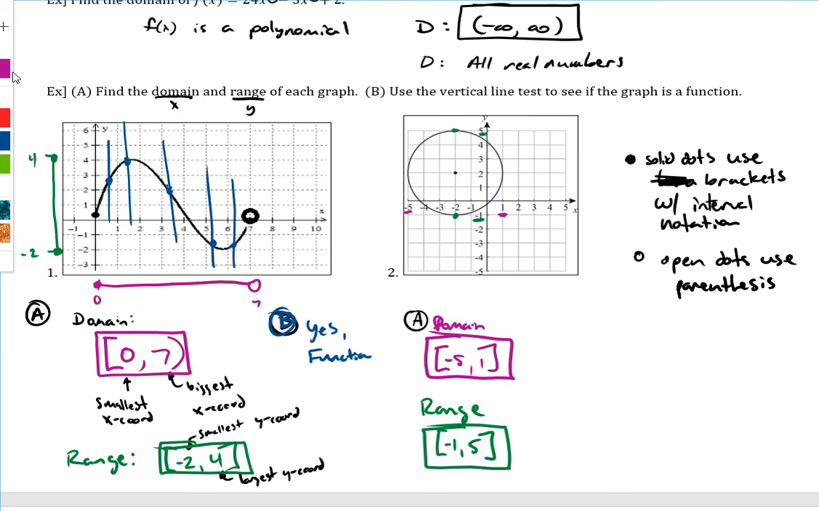Now the second part, part B, is to use the vertical line test. If I draw in, I could draw more than one, but here's a line. All I need is one line to show it, though. As soon as I draw a single vertical line that passes through the graph more than once, it means it's not a function.